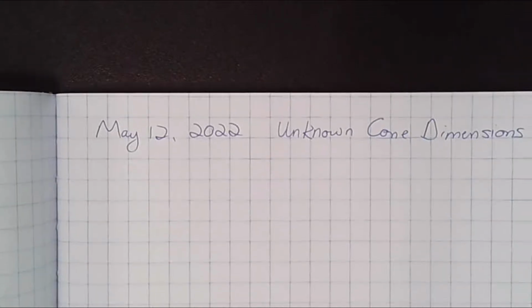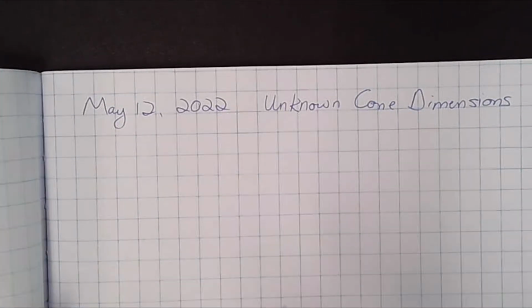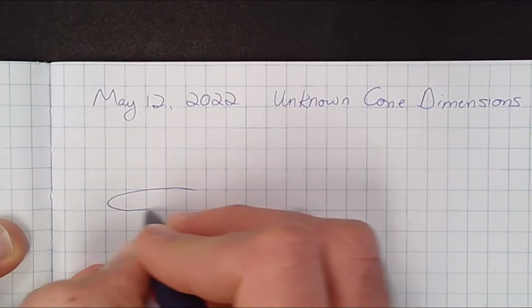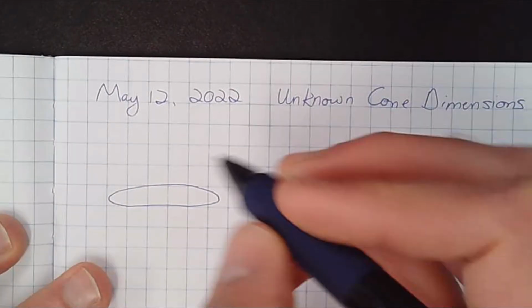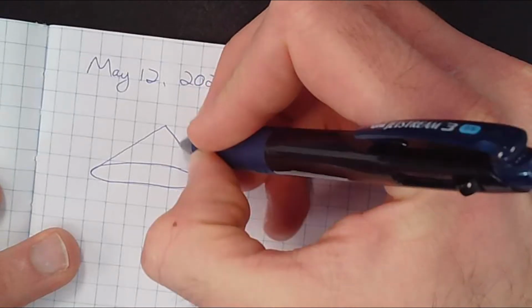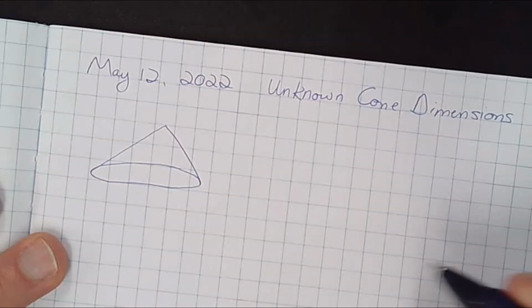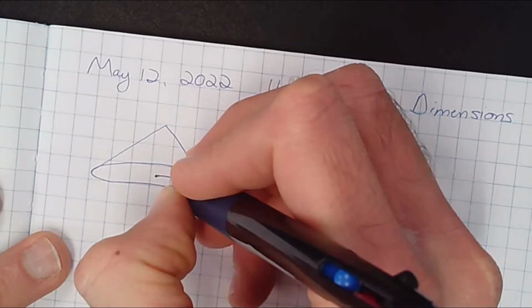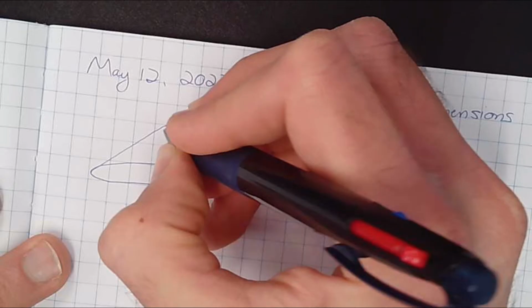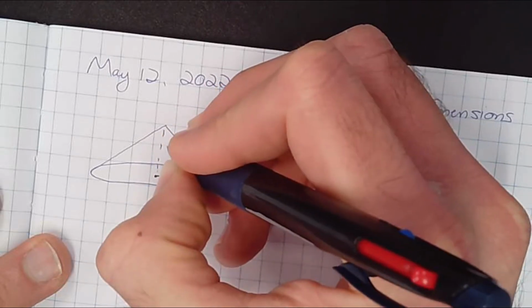All right, this cone appears to have a pretty wide base, and it's not very tall. Here's our cone. The radius is here. The height is going to be given to us. It's 3, let's call them inches.